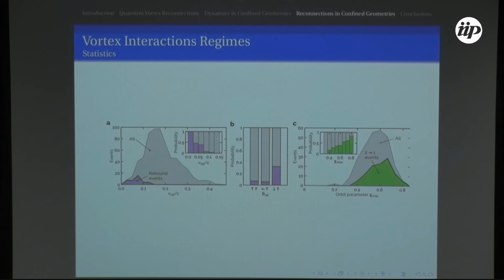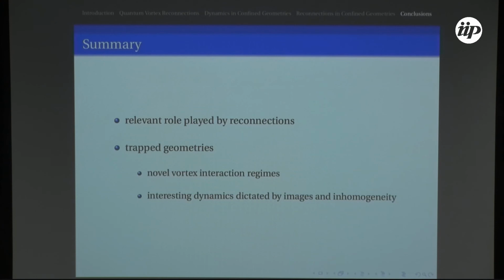Okay, so we're quite on time. The summary is that I tried to show the importance of the role that reconnection plays in different systems, including quantum vortices. Then I switched to trap geometries to say that, concerning reconnection, there are novel vortex interacting regimes dictated by the inhomogeneity and by the confinement of the system. Also, when there is inhomogeneity, like for example in the Josephson junction, which is strongly inhomogeneous, and the boundaries play an important role, then there is interesting dynamics still to be explored. And thank you for the attention.